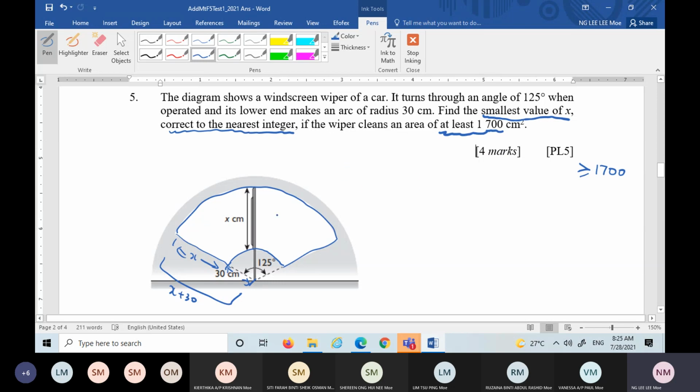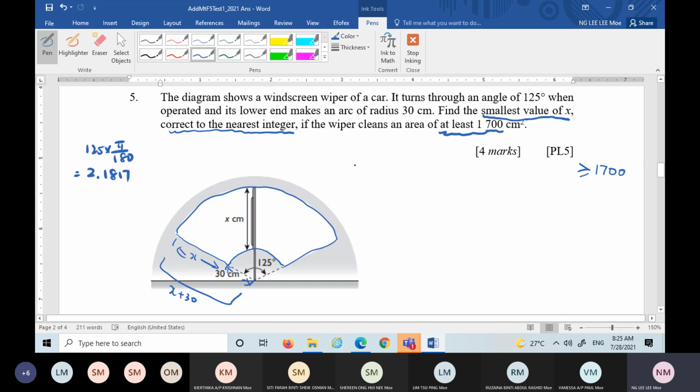Now we start with the area. Area of this wiper clean: big sector minus a small sector. But before that, I want to change this 125 degrees into radian. So 125 times pi divided by 180. I get 2.1817. Some of you get 2.1819, also can, same thing, because you use a different pi.